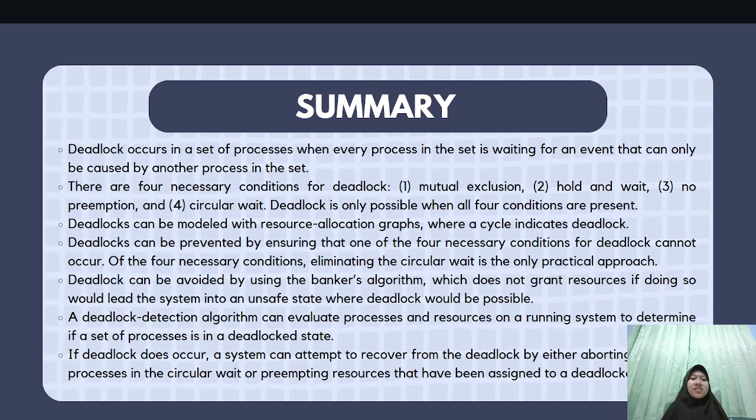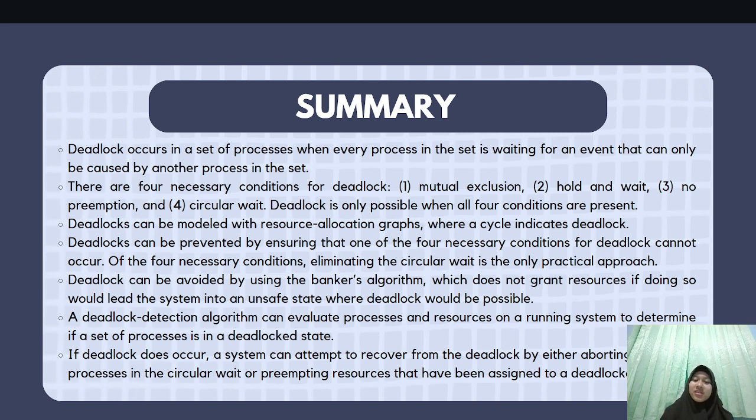Okay, in summary, deadlock occurs in a set of processes when every process in the set is waiting for an event that can only be caused by another process in the set. And another point, there are four necessary conditions for deadlock: mutual exclusion, hold and wait, no preemption, and circular wait. Deadlock is only possible when all four conditions are present. Deadlocks can be modeled with resource allocation graphs, where a cycle indicates deadlock.